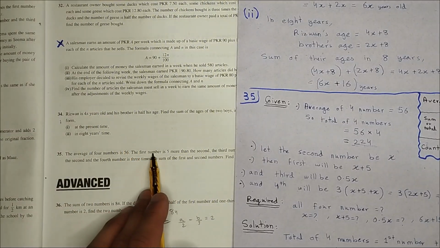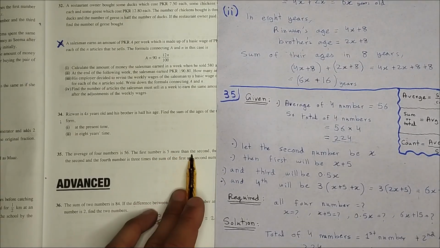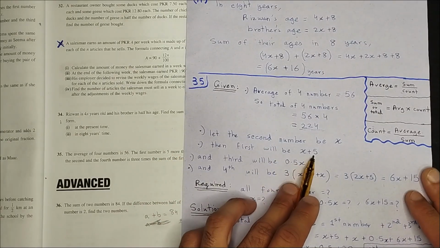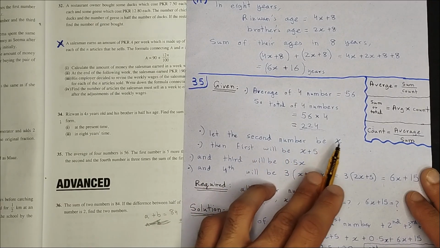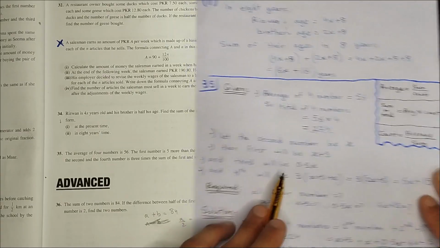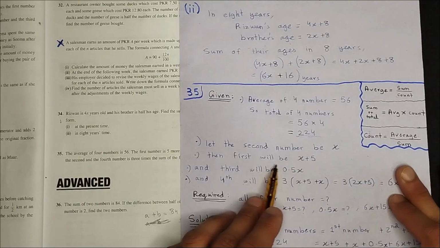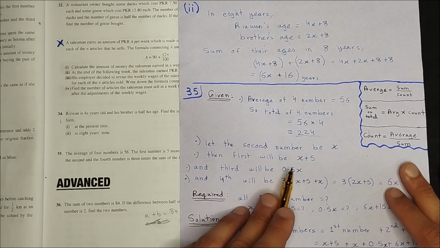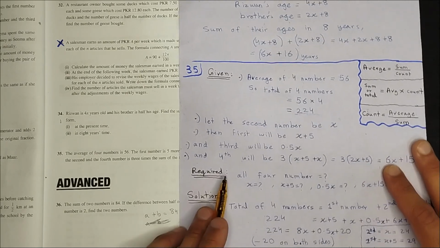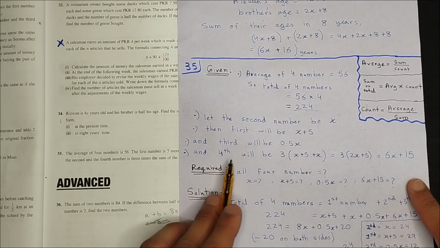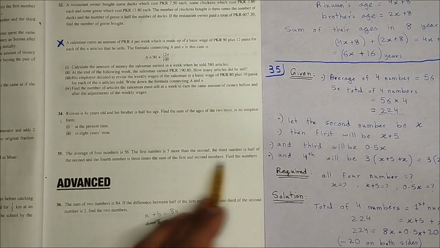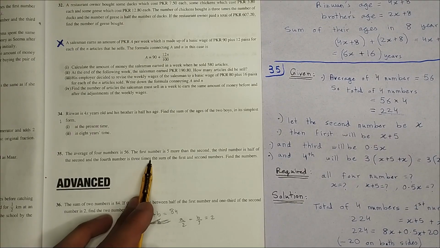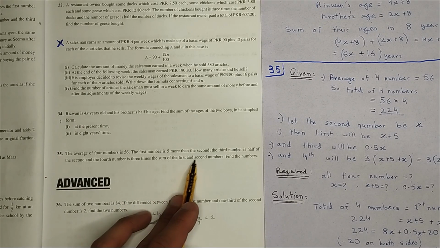Then the question says that the first one is 5 more than the second one, so it means 5 plus x. First one is 5 plus x, the second one is x, and the third one is half of the second. Second one was x, half of the second is 0.5x, and then the fourth number will be, this long statement is all about the fourth number. It says that the fourth number is 3 times the sum of the first and the second.